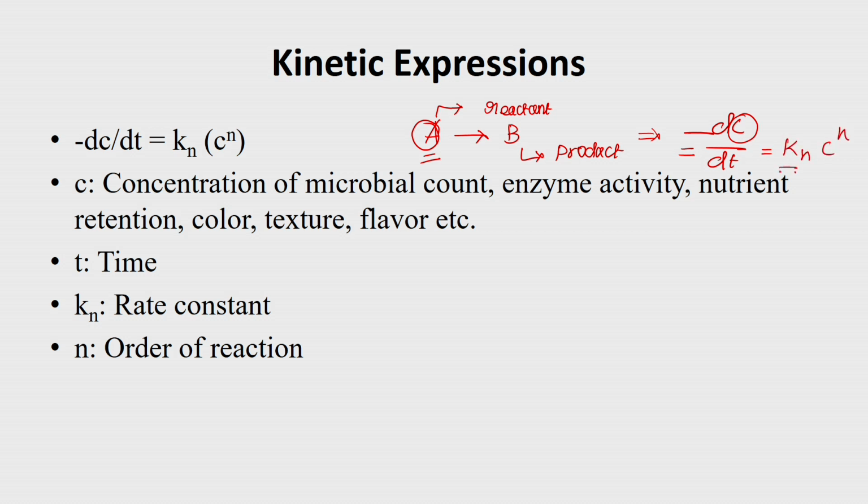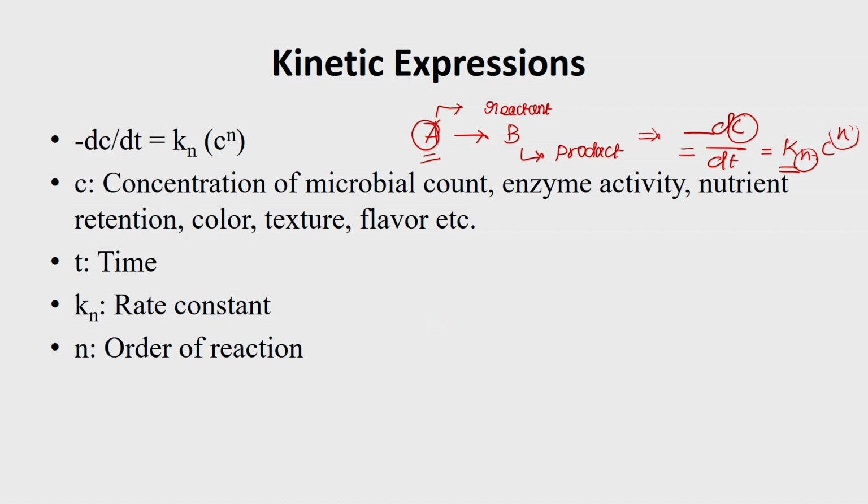So what is this K? This K is nothing but a rate constant. This n is nothing but the order of reaction. So in general, this C is the concentration of the reactant, and the power n is the order of reaction. Okay. So the course we are dealing with here is the thermal processing of food.